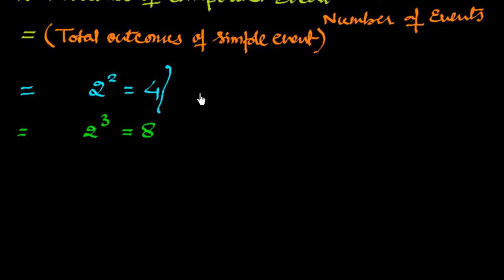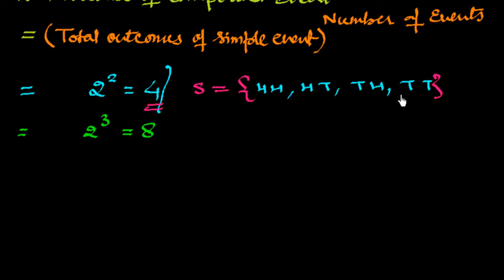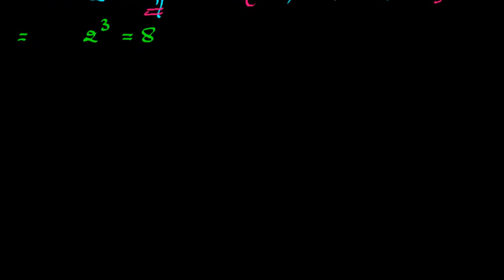Now if we are tossing 2 coins, the sample space we get is S equal to head head, head tail, tail head, and tail tail. So the total outcomes are 4, because here you see the total outcomes are 4: head head, head tail, tail head, tail tail. Now we see some more examples relating to tossing 2 coins.